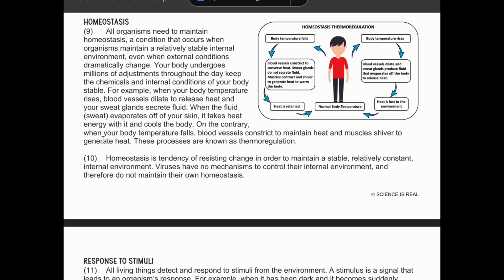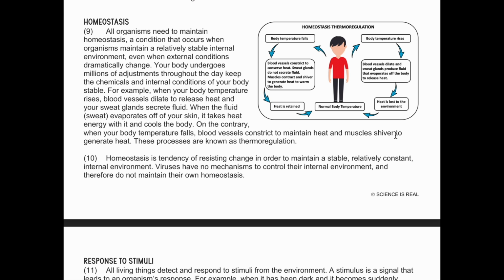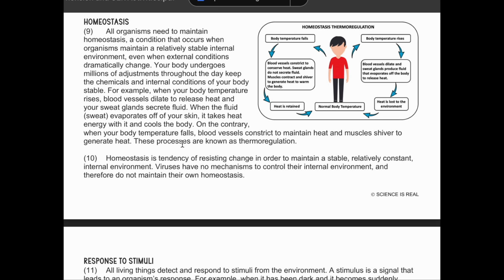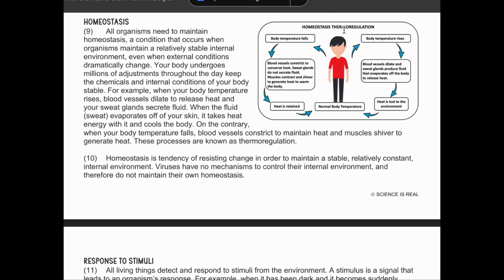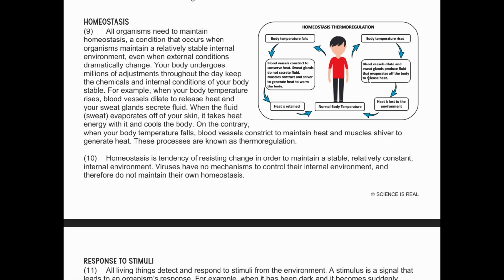On the contrary, when your body temperature falls, blood vessels constrict to maintain heat and muscles shiver to generate heat. These processes are known as thermoregulation. Here's an example of homeostasis thermoregulation. The body temperature rises, so the blood vessels dilate and sweat glands produce fluid that evaporates off the body and releases heat. Heat is lost into the environment. Then your body returns to normal temperature.